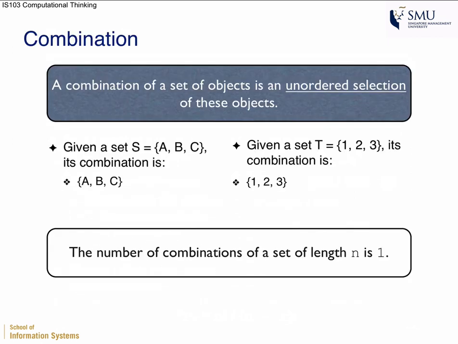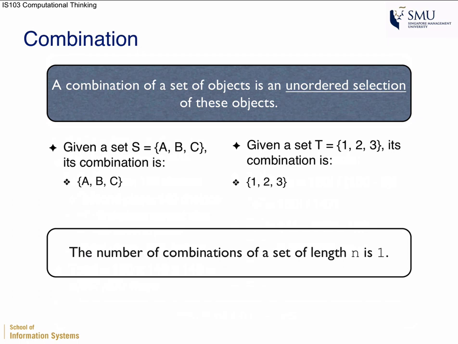So the second concept is that of combination. For combination, we are interested in a set of objects, but we don't particularly care about the ordering. Which means we are only interested in what makes up the set, but not the order or sequence in which they come. Supposing that we have a set S equals ABC, the combination of items in ABC would just be ABC itself.